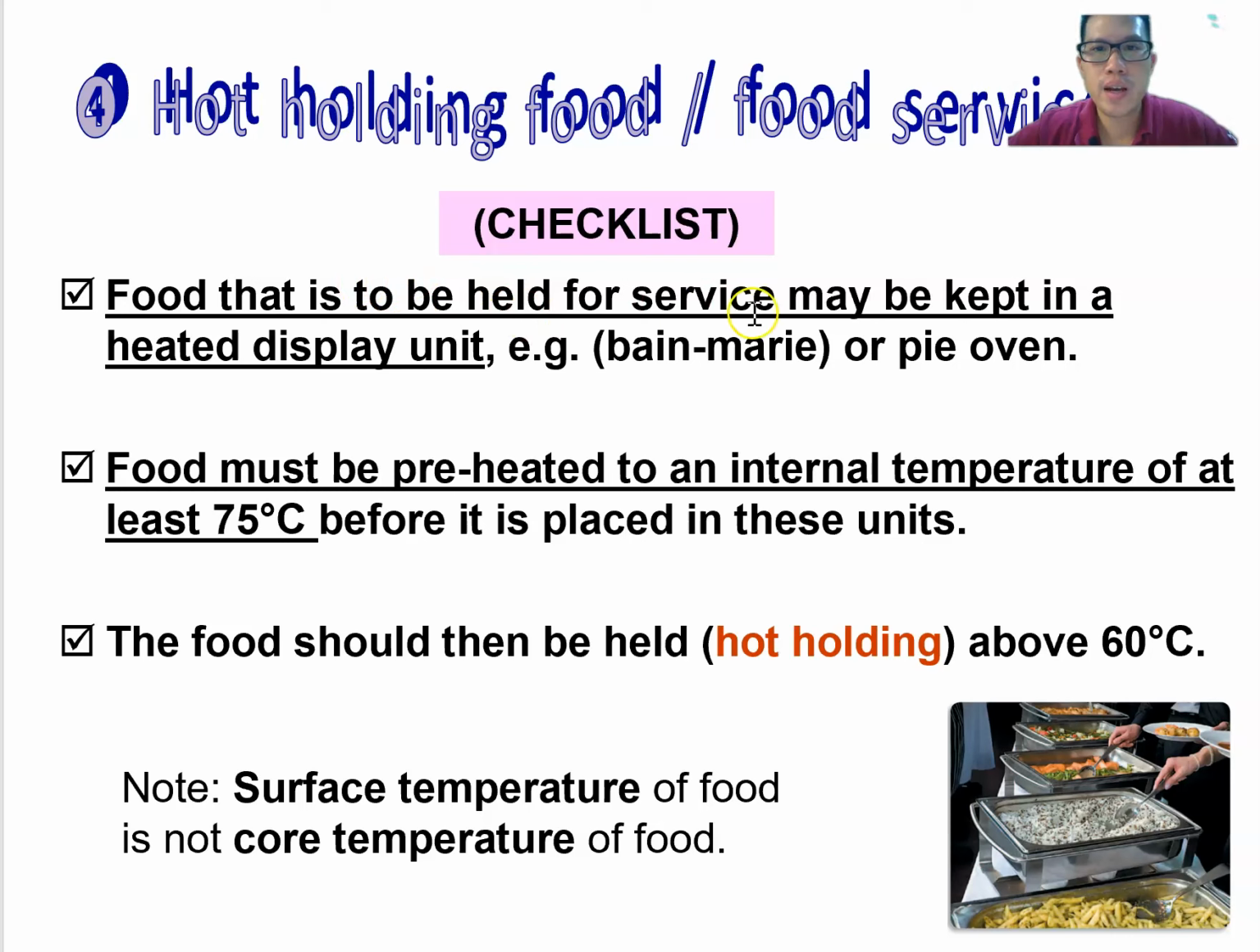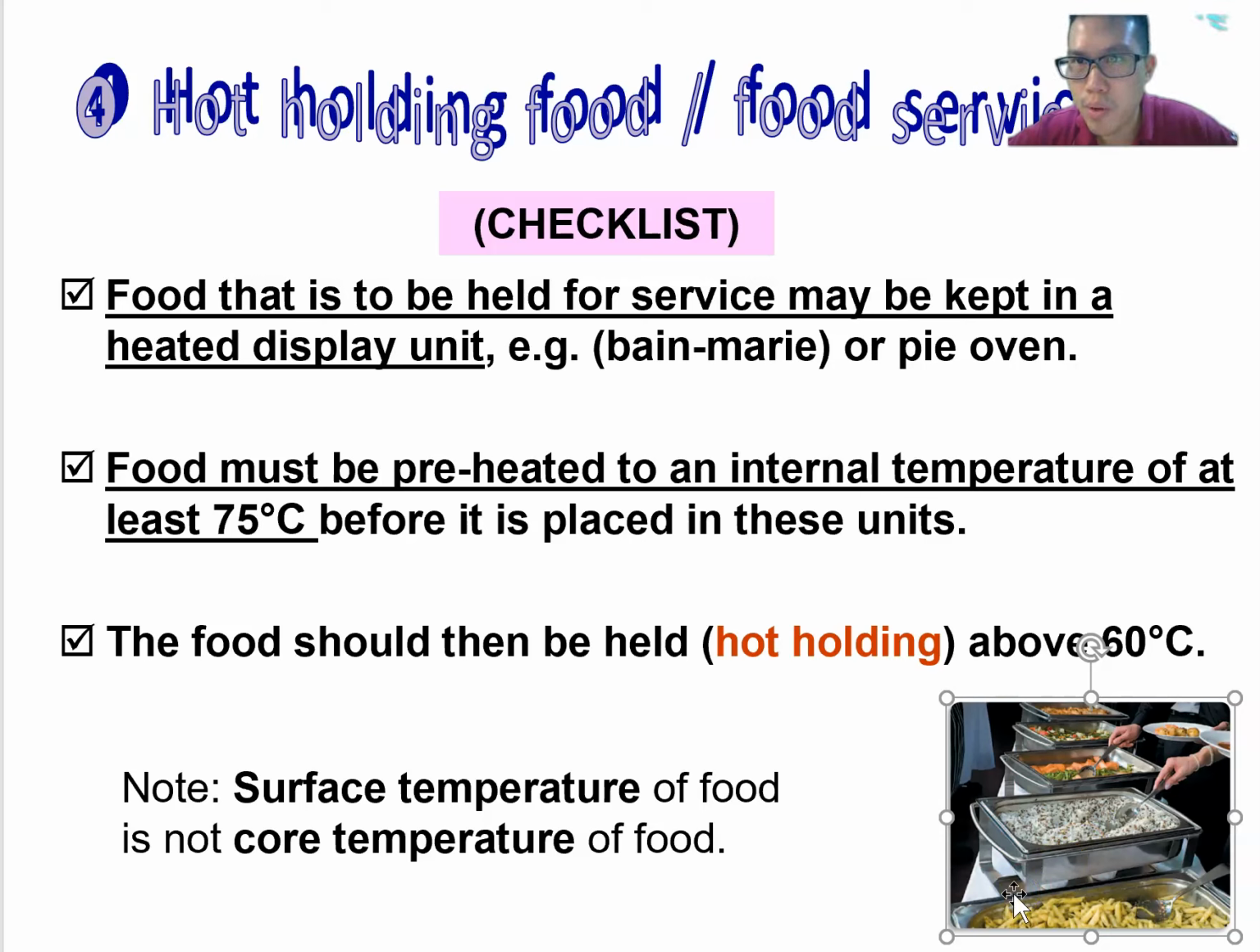Food that is being held for service may be kept in a heated display unit, or what we call a bain-marie. If you look at the buffet line, there is a pan down here, and if you take up the food tray, you can see there is water that is being heated up. The steam hits the tray holding your food, so it keeps the food above 60 degrees Celsius. Very important. Why do you need to be above 60 degrees Celsius?